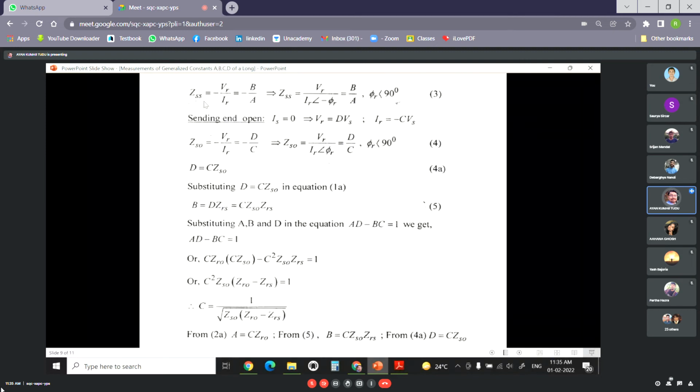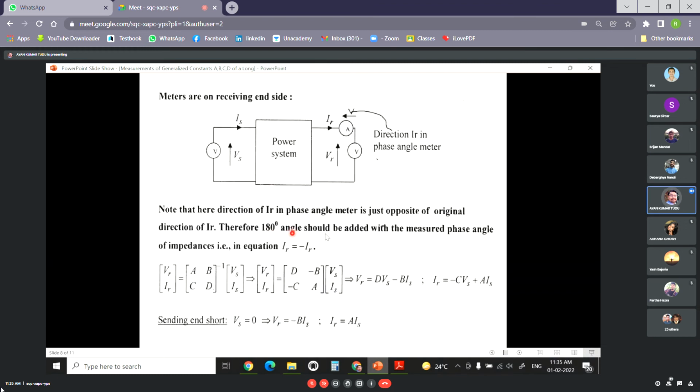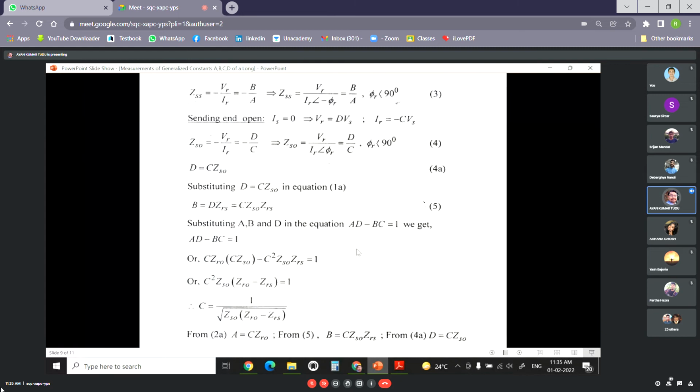So sending end short will be equal to VR by IR angle minus phi R. Please note that this phi R is less than 90 degrees, and this minus sign is going away because there is a 180-degree phase shift to be added with the value of IR. That's why we are getting ZSS equal to B by A, not minus B by A. Understood why this negative sign is going away?